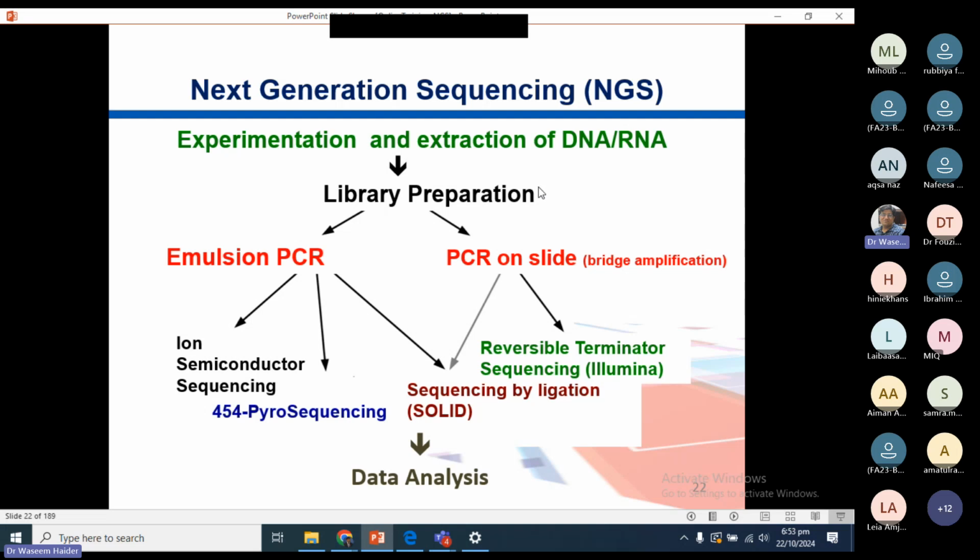So depending upon the data which you are processing and the requirement which you are given from your sequencing company, you do those library preps.